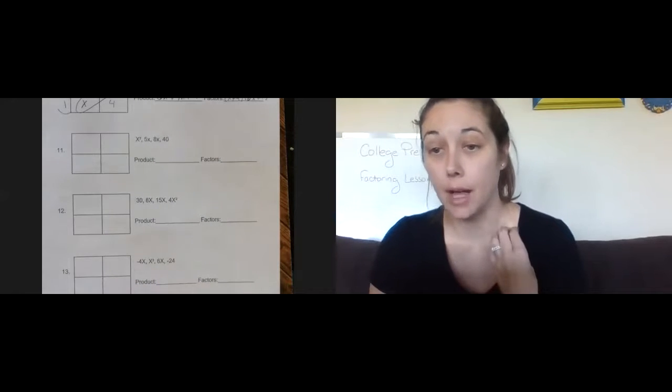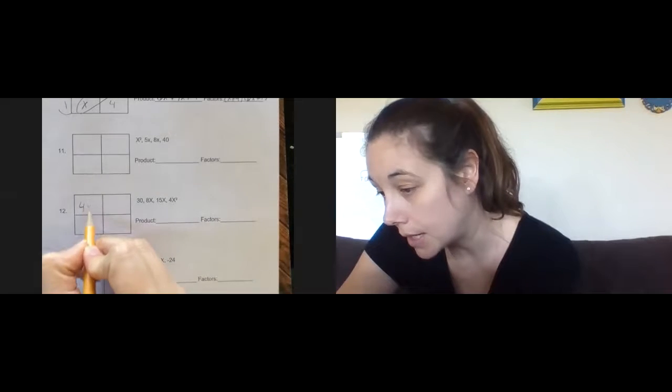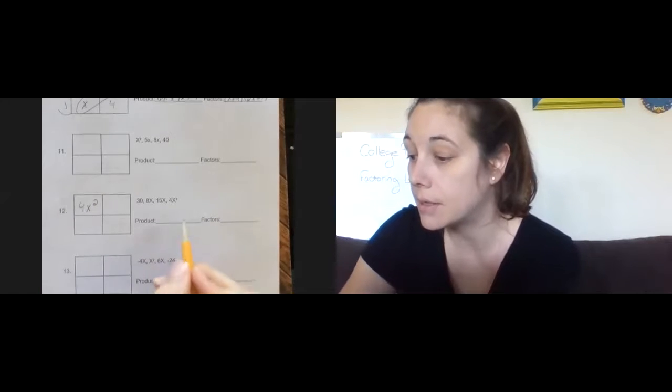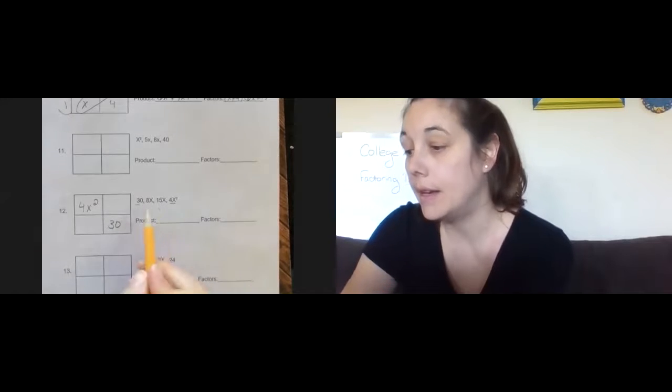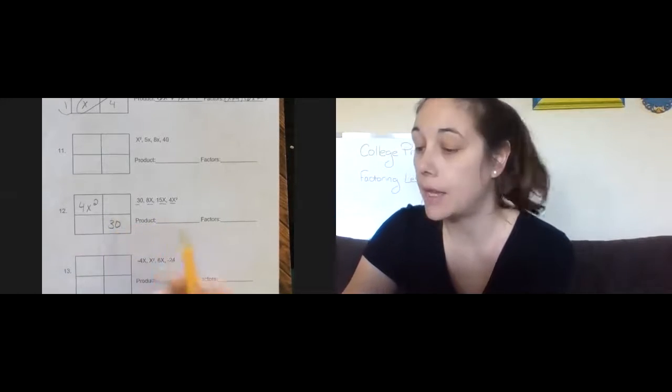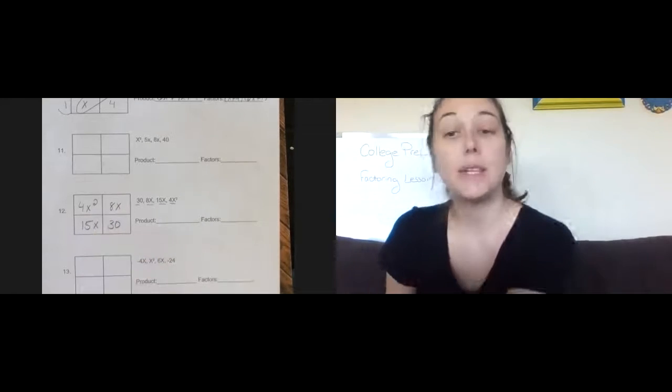Let's take a look at number 12. First, we need to fill in our box. Our squared term goes in the first box, 4x squared. Our last box is our constant, which is 30. And then these guys can go on either side. So 8x here and 15x.